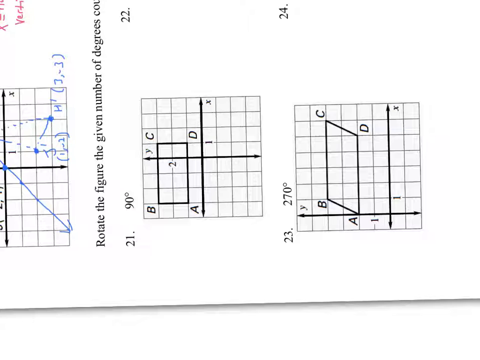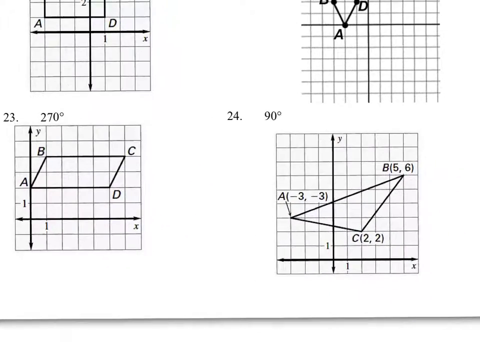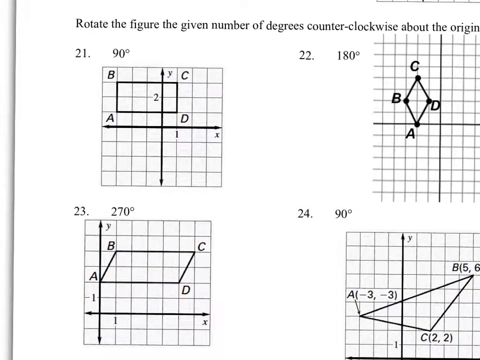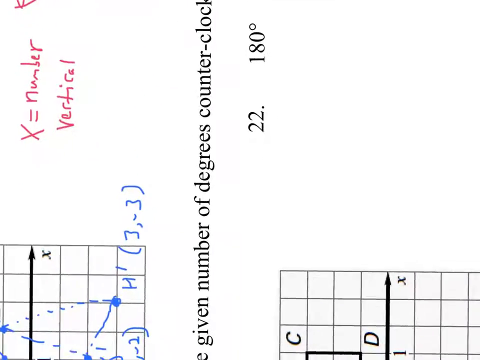So maybe write that down or remember it: -1, -3. Let's rotate our papers back and plot -1, -3. So -1, -3 is right here, and that is the new A prime. It's at -1, -3. Okay, now let's rotate again.